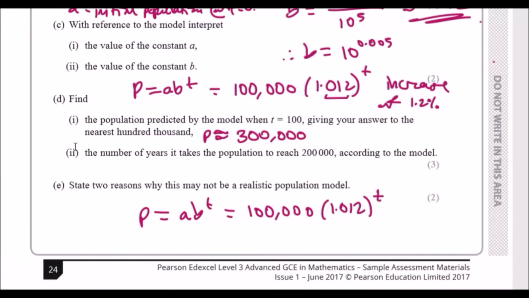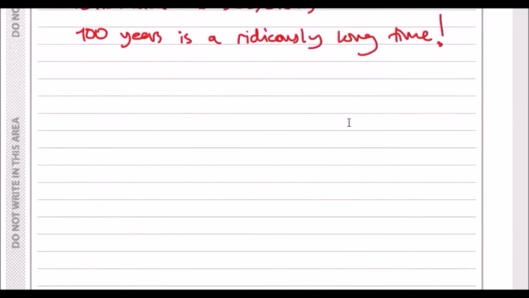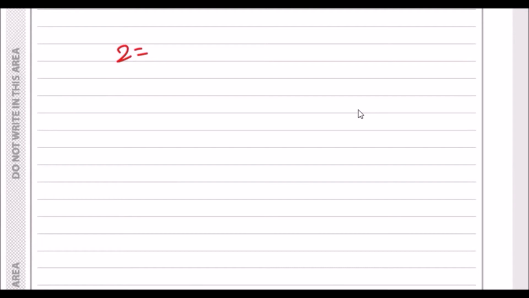Next, find the number of years it takes the population to reach 200,000 according to the model. You want to see when the population reaches 200k, so replace P with 200,000. The equation becomes 200,000 equals the general equation AB to the power T, so 100,000 times the multiplier to the power T. Now we solve for T. You can probably guess that we need to use logarithms. Let's divide 100,000 across, so we get 2 equals 1.012 to the power T.